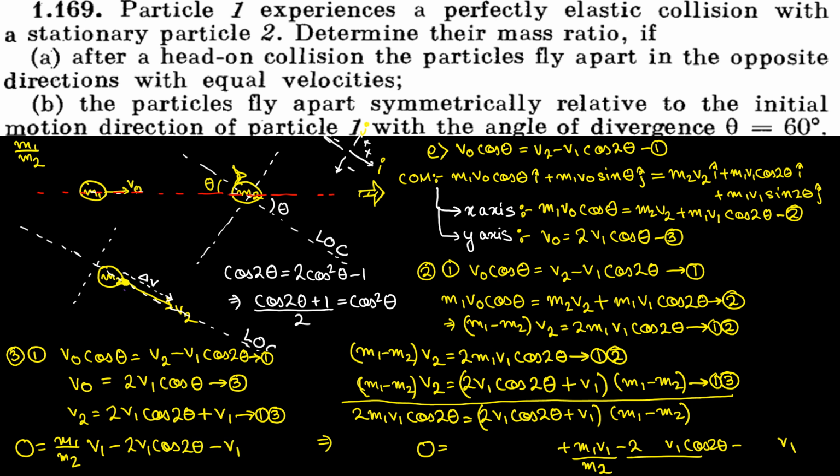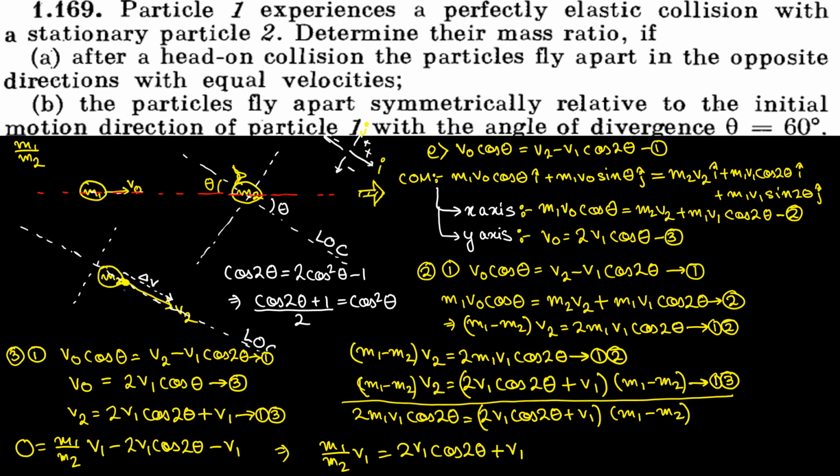I'm just writing this equation neatly out here. And I need to find out the value of m1 by m2 that is asked in the question. Okay, so m1 by m2 v1, I've sent the entire thing to the left hand side. Okay, is equal to 2v1 cos 2θ minus v1, isn't it? Sorry, plus v1.